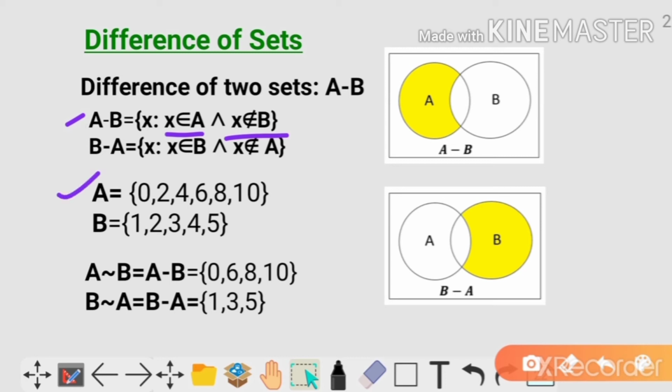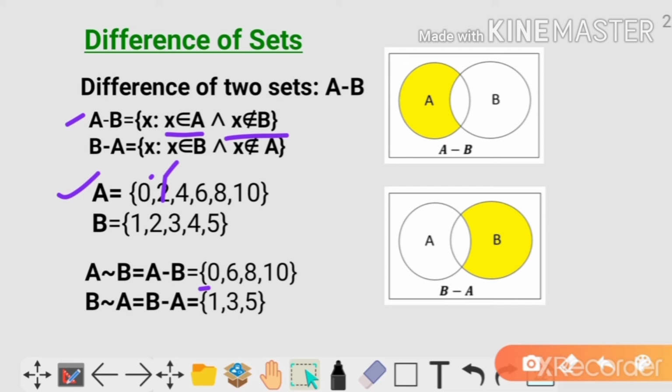Here I have taken two sets. A contains 0, 2, 4, 6, 8, 10 and B contains 1, 2, 3, 4, 5. Now the difference A minus B is: here is 0. Here 0 does not belong to B, so I include 0 here. Now the next term is 2. 2 belongs to B, so I won't include 2 in the difference of A minus B.